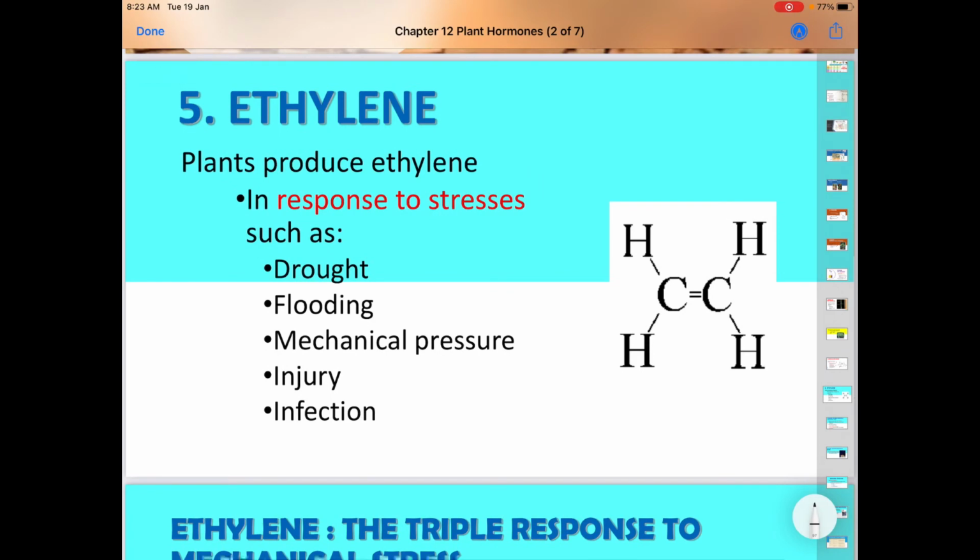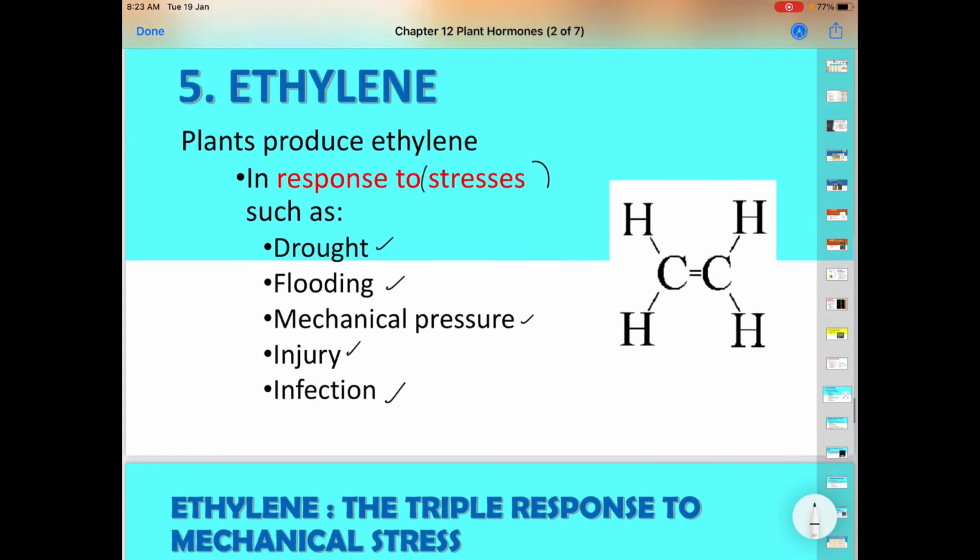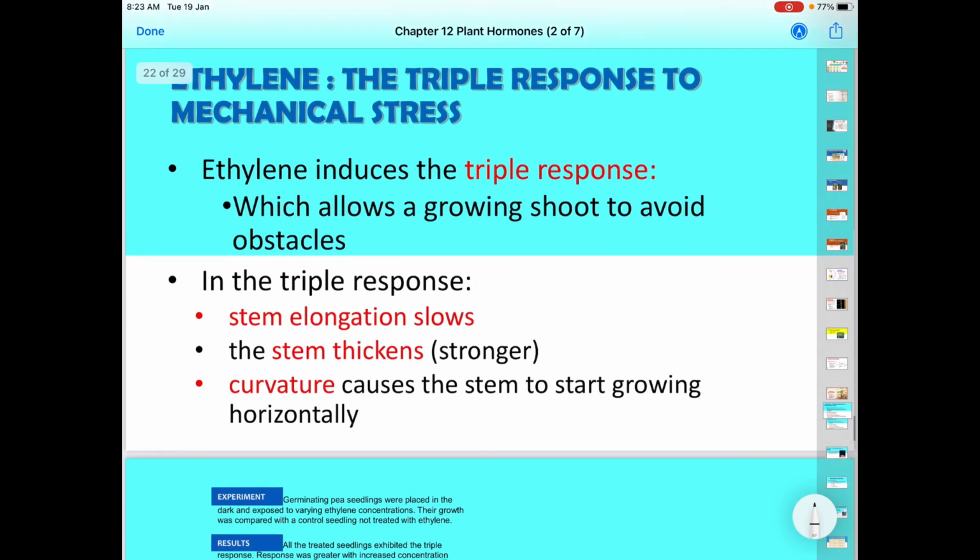Okay, the fifth hormone is ethylene. So plants produce ethylene in response to stress. What kind of stress? Such as drought, flooding, mechanical pressure, injury like a cut, and infection. So this is the stress that normally happens in plants. When a plant is facing stress, it will produce the ethylene hormone.